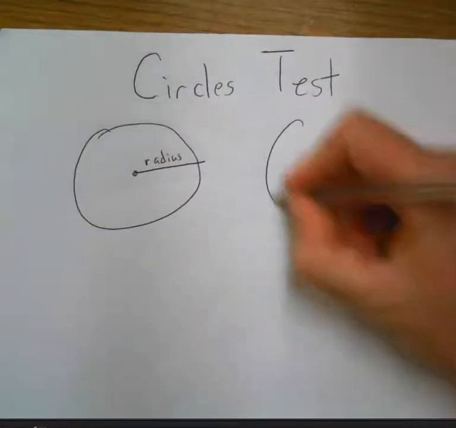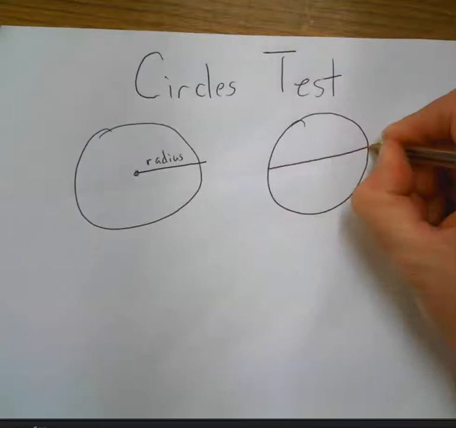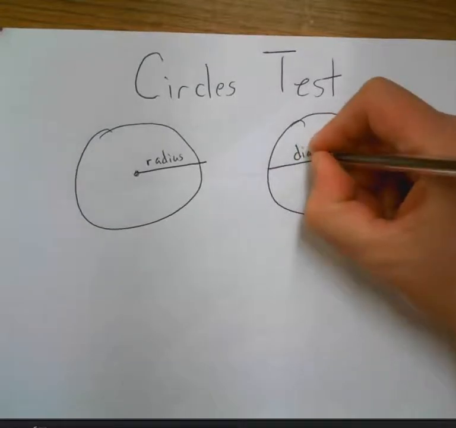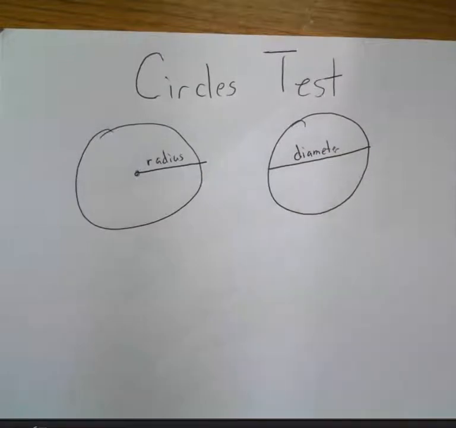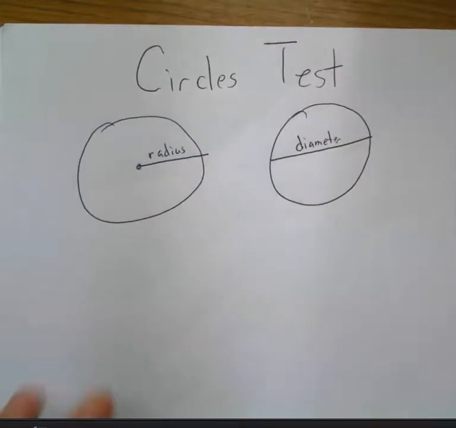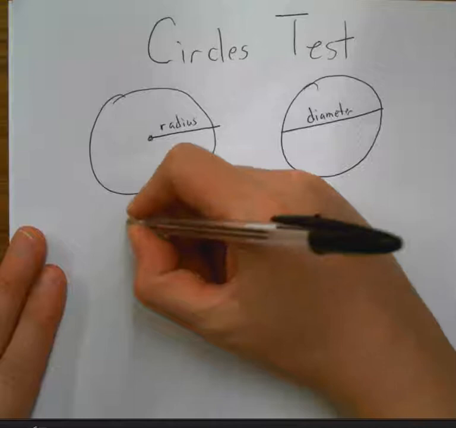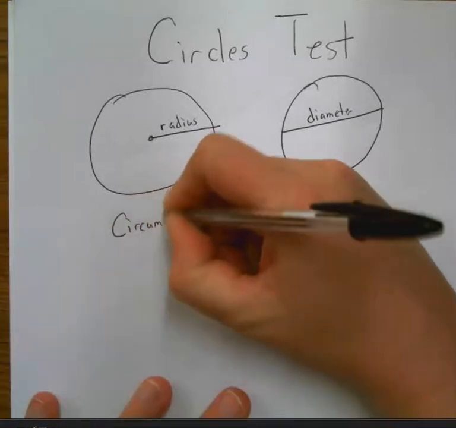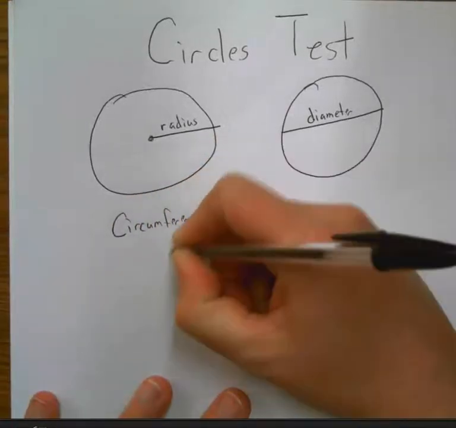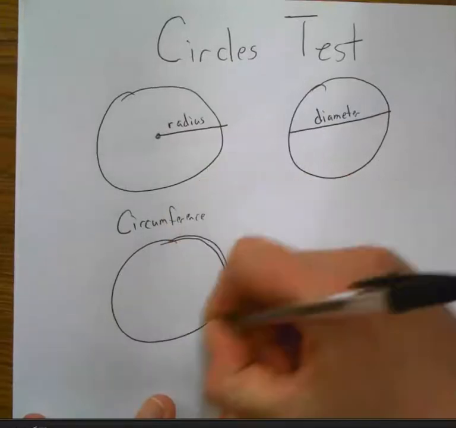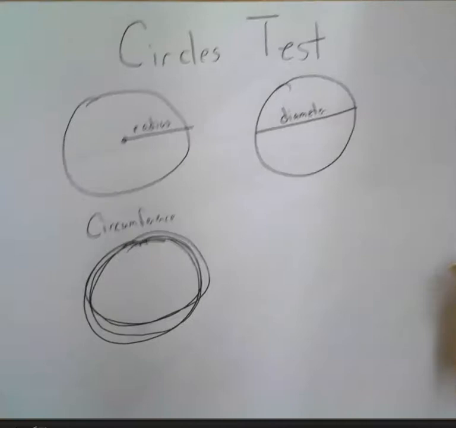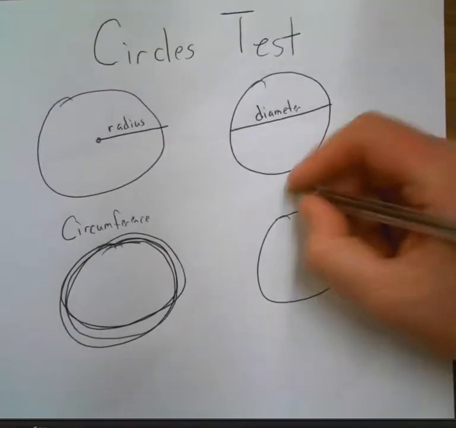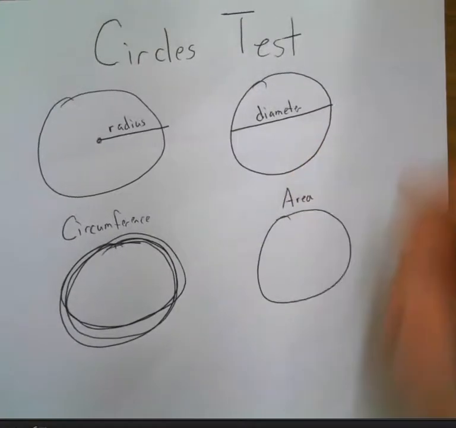The second vocabulary word is diameter. Diameter is all the way across the circle. Radius is halfway, diameter is all the way. The other 2 main words are circumference. Circumference is a fancy way of saying perimeter. Circumference is the distance all the way around the circle. This is my circumference. And finally, we have area, which is how many things fit inside the circle.